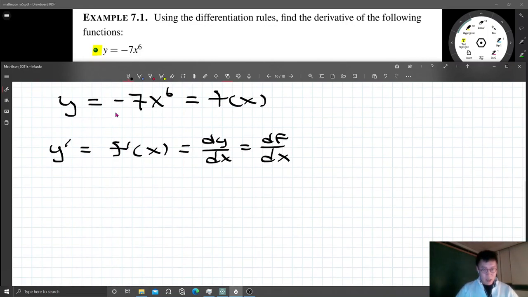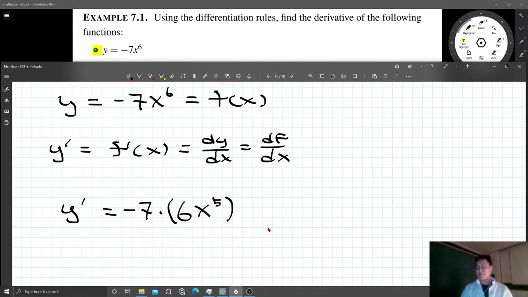So now we compute the derivative of this using the previous rules. Negative 7 is multiplied, so we leave it alone. So y prime is negative 7 times the derivative of x to the power 6. Using the power rule, we know that the power 6 comes out front, and we take 1 away from the power, so the new power becomes 5. So the derivative is negative 42 x to the power 5.